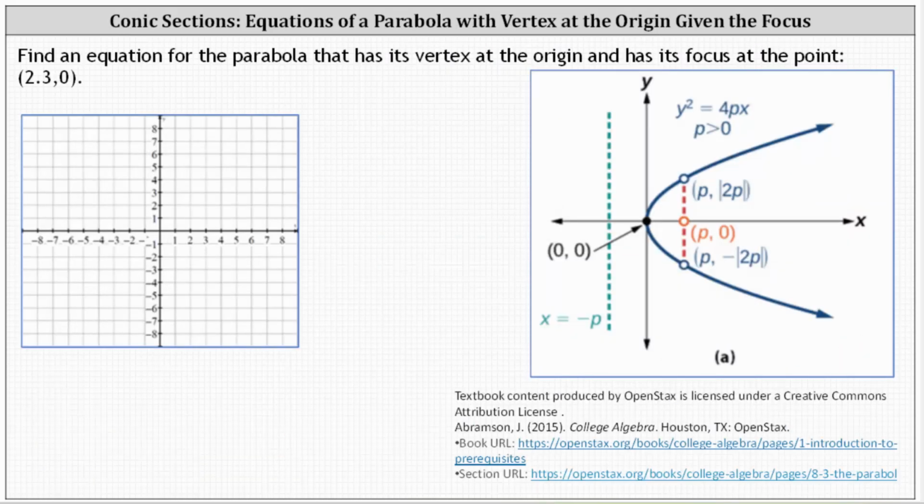We're asked to find the equation of the parabola that has its vertex at the origin and has its focus at the point (2.3, 0). So we know the vertex is at the origin. We'll label that point V. And we're told the focus is the point (2.3, 0), which is approximately here. And now we can go ahead and make a rough sketch of the parabola. We know the focus is always inside the parabola, and therefore we know the parabola opens to the right and looks something like this.